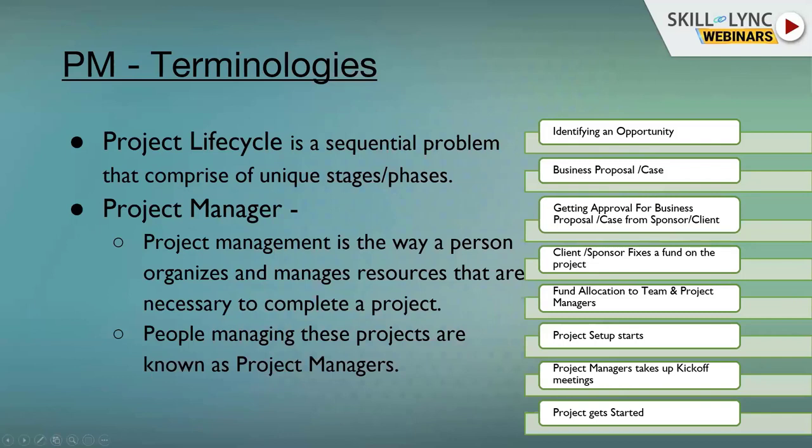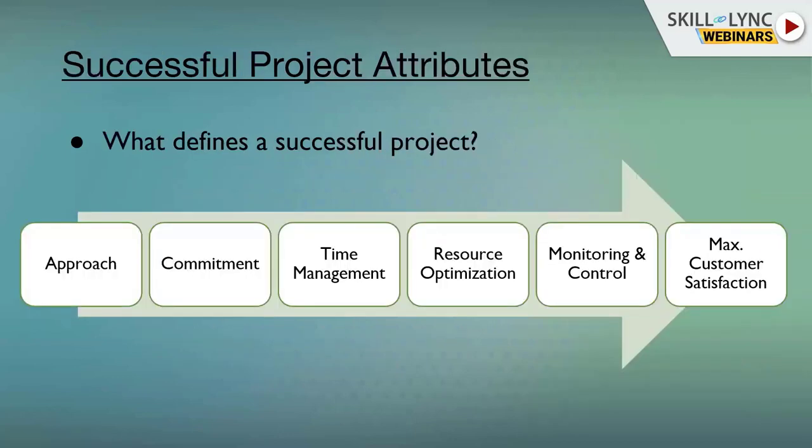Going ahead, what are the successful project attributes? If I talk about successful project attributes, there are various things which you can see in the slides also. For a successful project, there must be an approach. And how should that approach be? That approach should be planned and organized. We should have a planned and organized approach towards achievement of that goal, or towards delivery of that product or that deliverable.